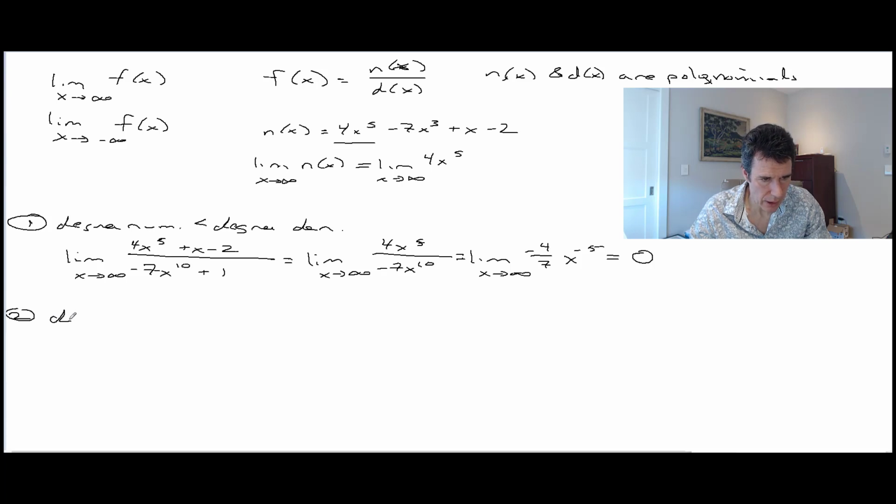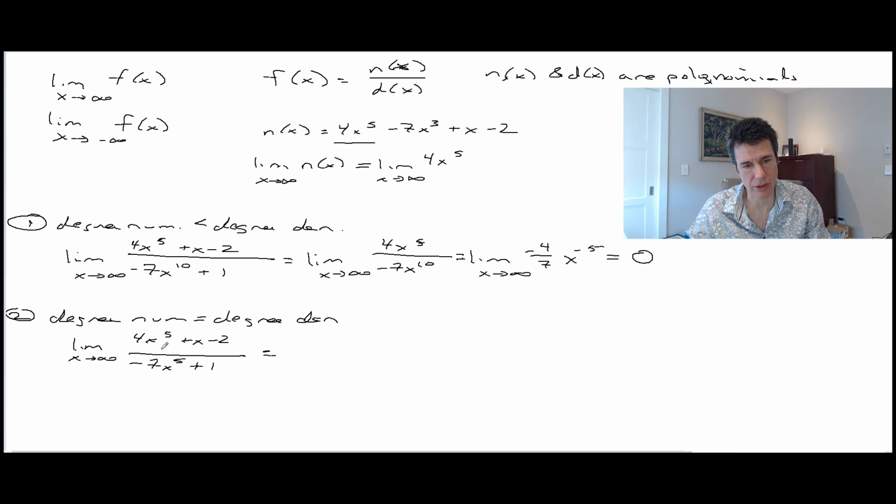The degree of the numerator equals the degree of the denominator. Okay, so let's write down an example. Limit as x goes to infinity of 4x to the fifth plus x minus 2, all divided by negative 7x to the fifth plus 1.